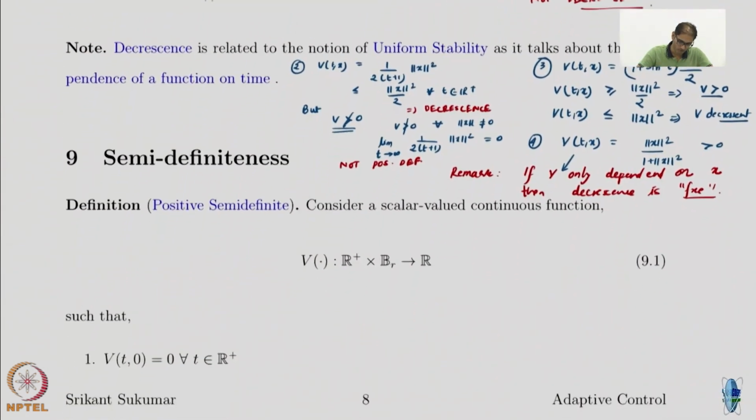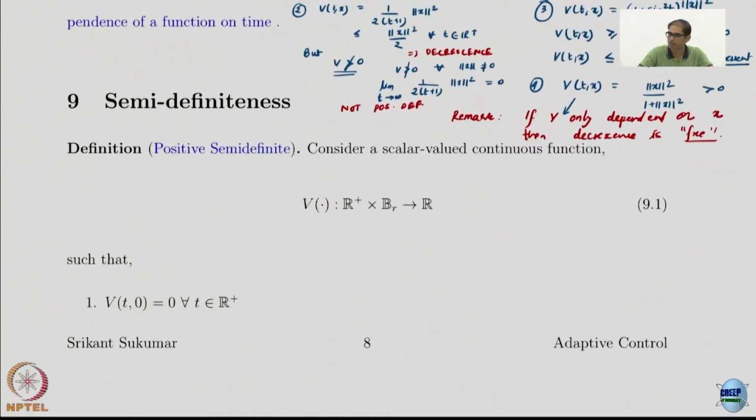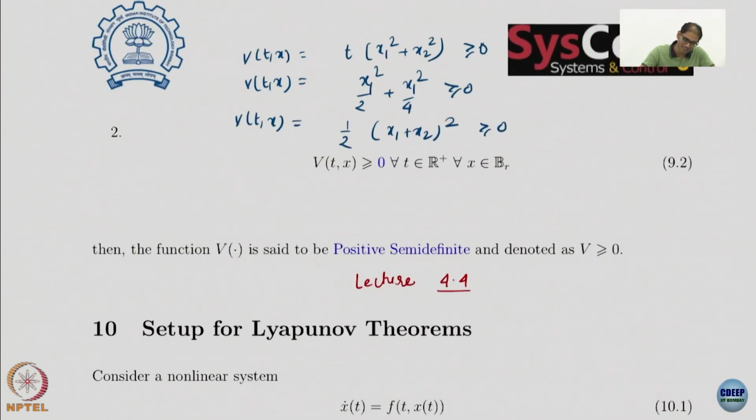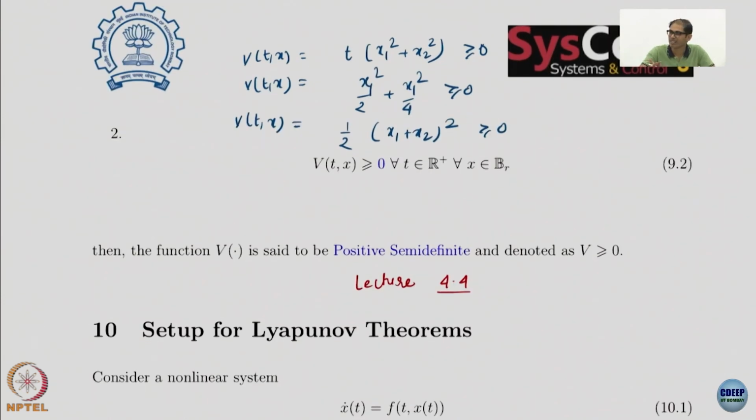Finally, we have the property of semi-definiteness, which is a very nice and weak property. Again, similar arguments: 0 at 0, scalar valued, continuous, and it just has to be greater than or equal to 0 as a function, for all time, for all x, non-negative, that is it. So, all the examples we considered were all semi-definite at least.